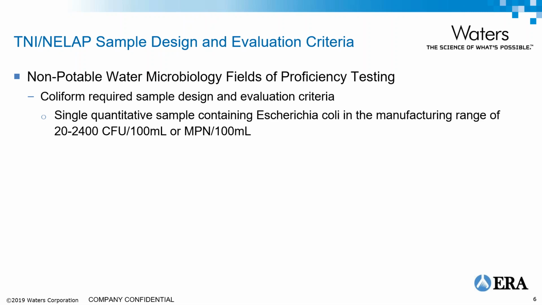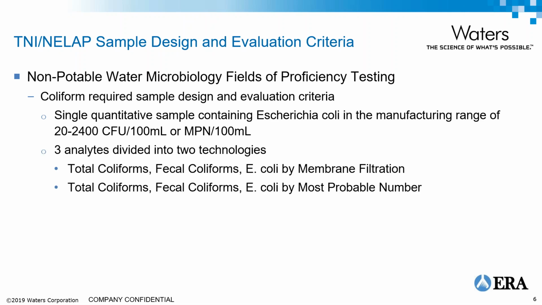All right, so let's start out with the requirements for the sample design that were given by TNI. Basically, we're required to produce a single quantitative sample that contains specifically E. coli in the range of 20 to 2400 CFU or MPN per mL. There are 3 analytes, essentially, that we're required to cover, covered by 2 technologies: total coliforms, fecal coliforms, and E. coli by membrane filtration and then by most probable number.